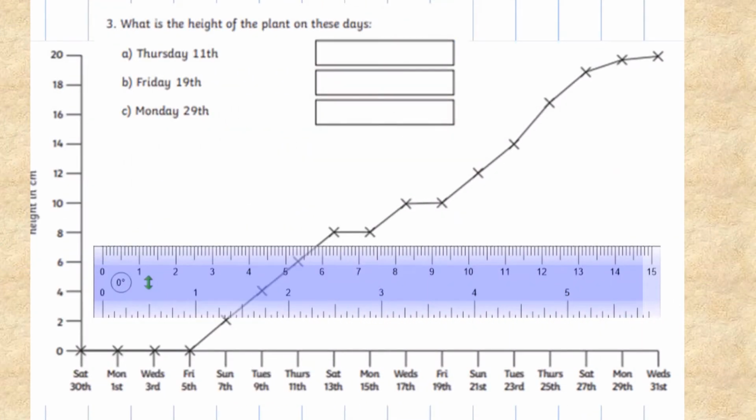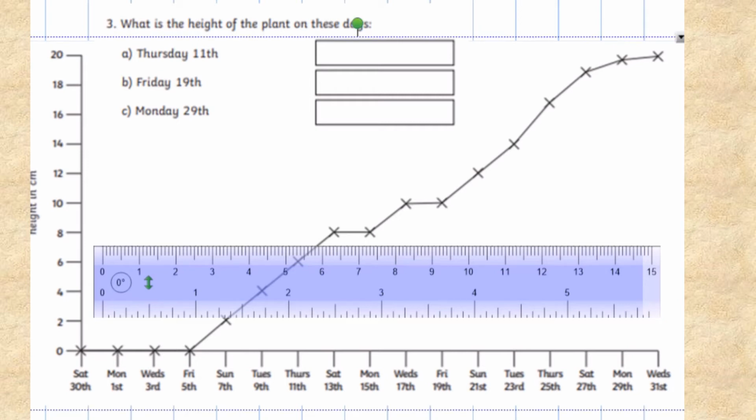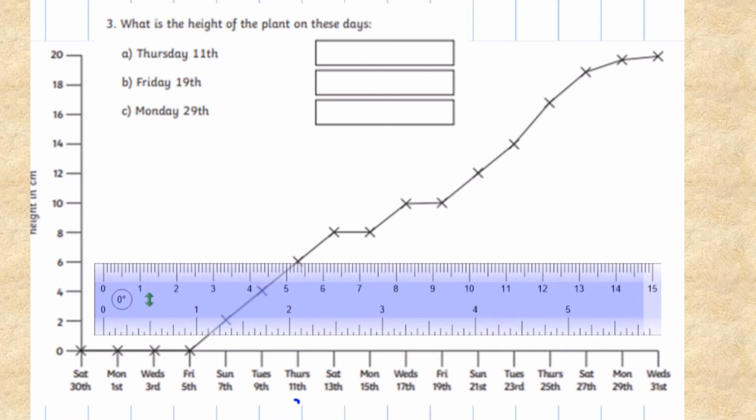So what is the height of the plant on these days? Thursday the 11th, Friday the 19th and Monday the 29th. So let's have a look first of all at Thursday the 11th. Well, Thursday the 11th is here. Let's use my ruler where it goes up to Thursday the 11th, which is there. That's 6 centimetres.